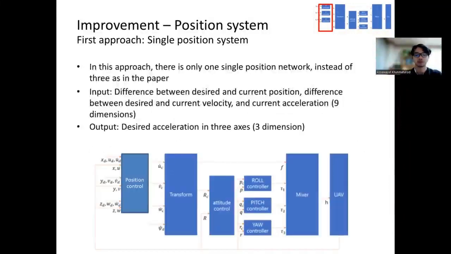For the first approach, we propose to use one single position network. The input to this network will be the difference between the desired and the current position, the difference between the desired and current velocity, and the current accelerations, which are 9 dimensions. And the output of this network will be the desired acceleration in 3 axes, which are 3 dimensions.